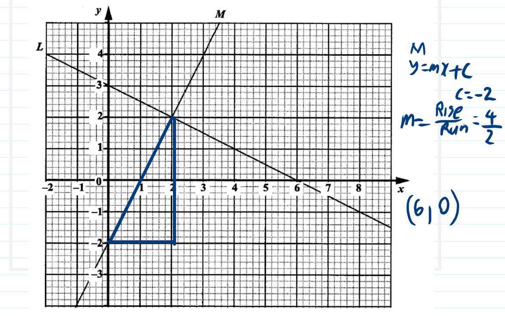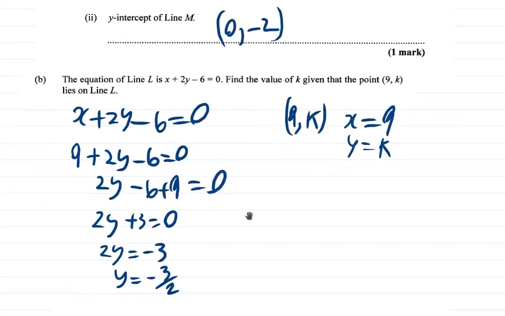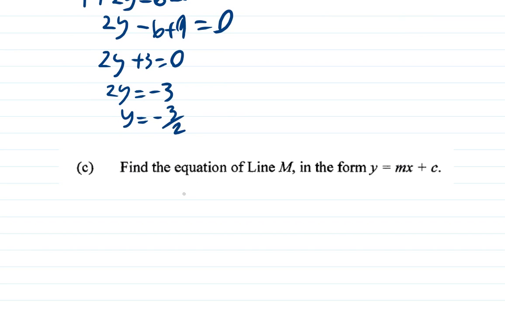So it's a positive 4 over 2. 4 divided by 2 is 2. So you can see m is 2, c is negative 2. So here m equals 2, c equals negative 2. So the equation is y equals 2x minus 2. So that is the equation of the line.